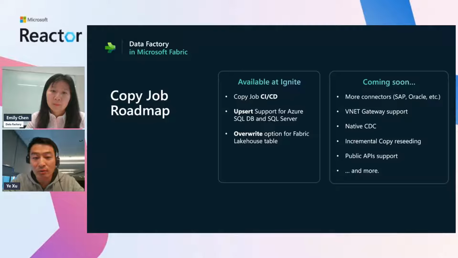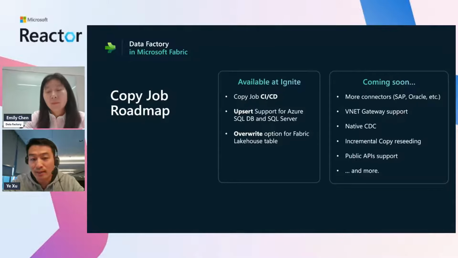We will also enable copy job to work with the VNet environment so that you can use copy job to get data from the VNet environment to any place you want. We are also adding native change data capture capability in copy job. When we have that, you do not need to specify any watermark column to identify the changes for incremental copy. So incremental copy will just work without any input.